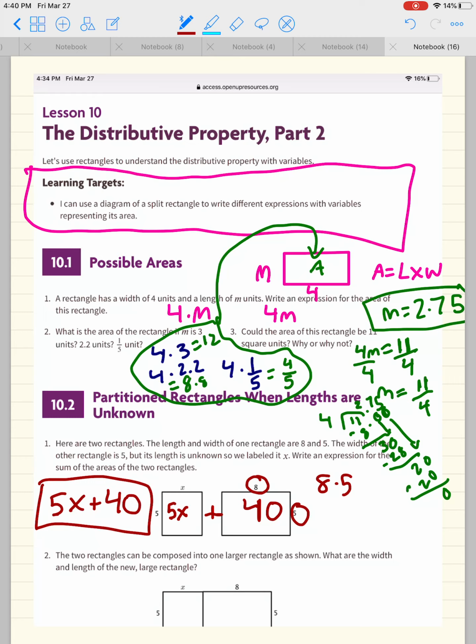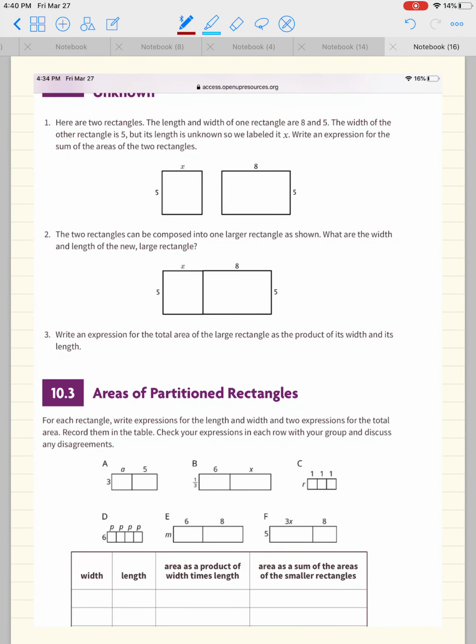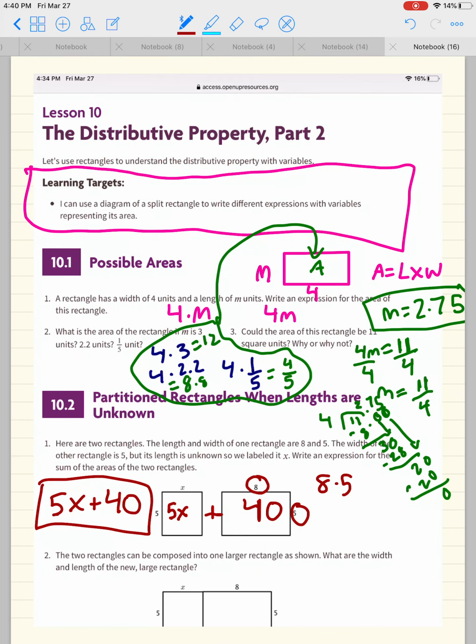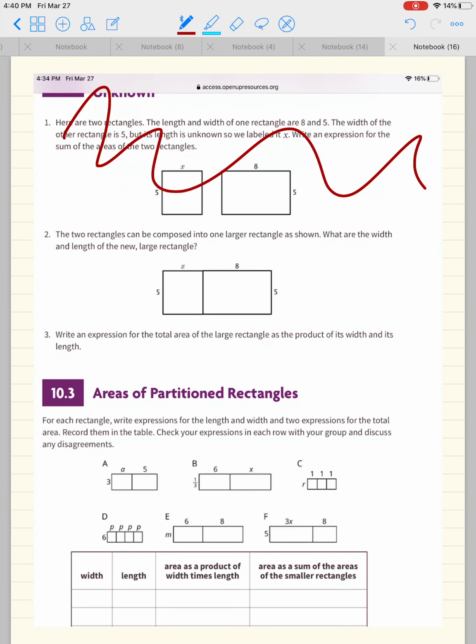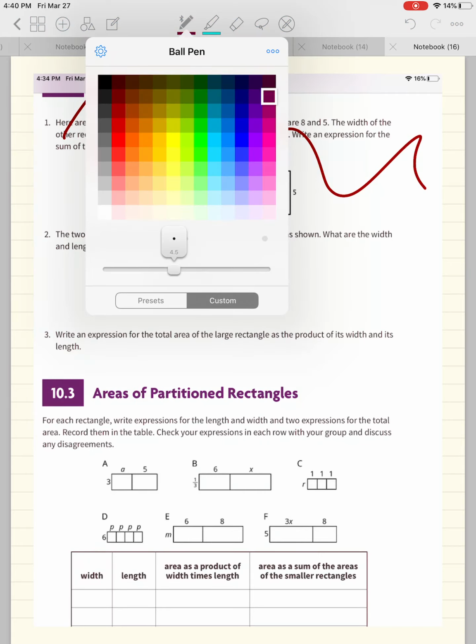Okay, let's see. I'm going to flip the page. We already did this one, so just ignore it, and you can go back to the video if you still need it. Number 2 says the two rectangles can be composed into one larger rectangle as shown. What are the width and length of the new large rectangle?